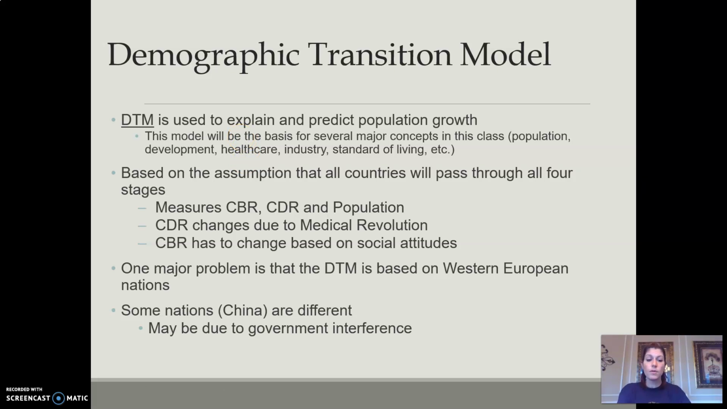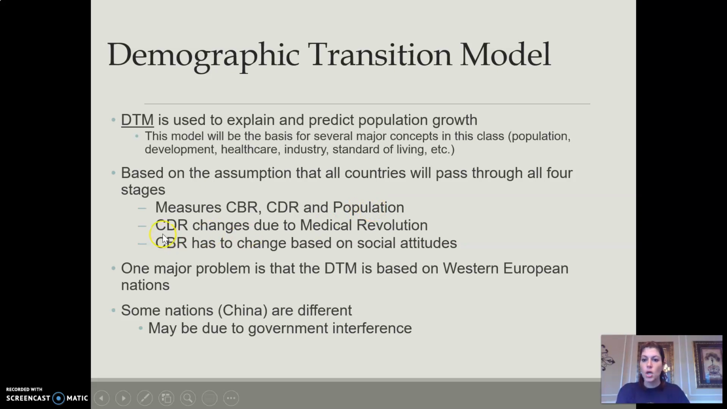And this model will basically serve as the basis for this class, and we'll discuss population, development, healthcare, industry, standard of living, the Human Development Index, the GII, the Gender Inequality Index. And again, this is based on the assumption that countries will go through all 4 stages. So it measures the crude birth rates, crude death rates, and population growth, that natural increase rate or rate of natural increase.